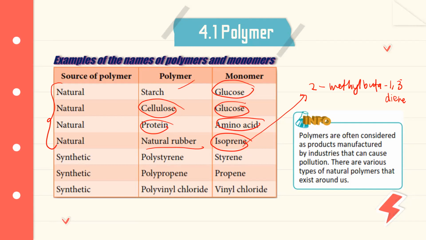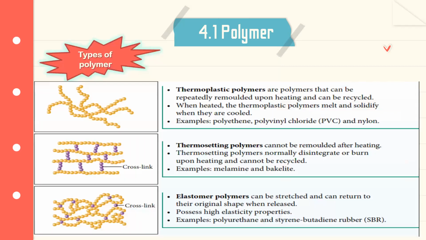Then teacher has synthetic, which is man-made. It's polystyrene, which you use for packaging, and polypropylene, which we use for toys. PVC will be the pipes that you have. If you have any questions that you want to ask teacher, you can always put them in the chat group.